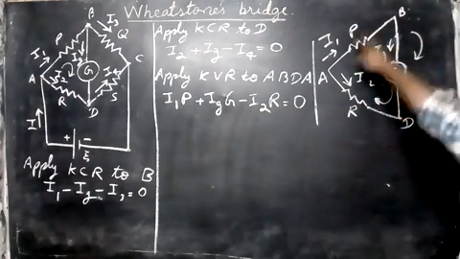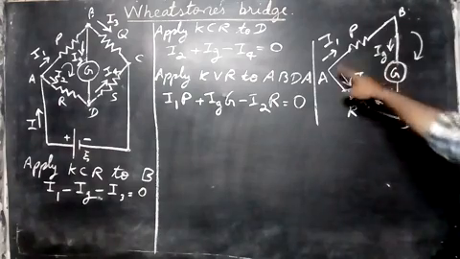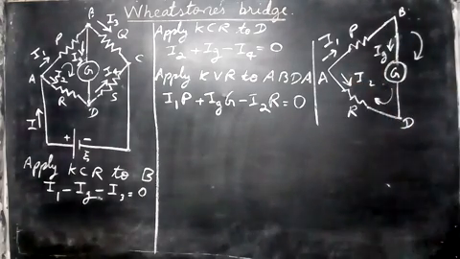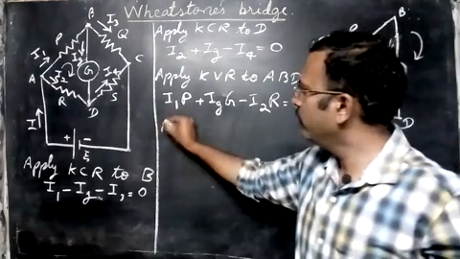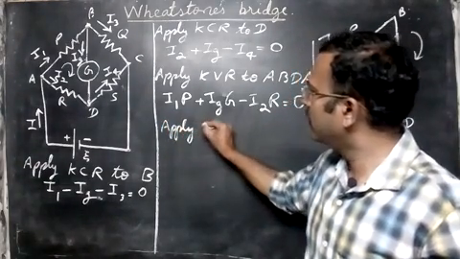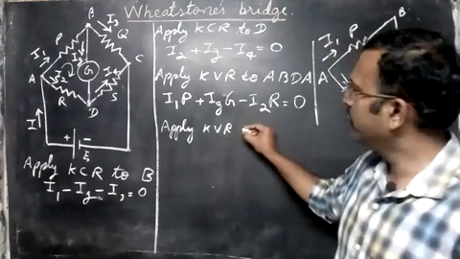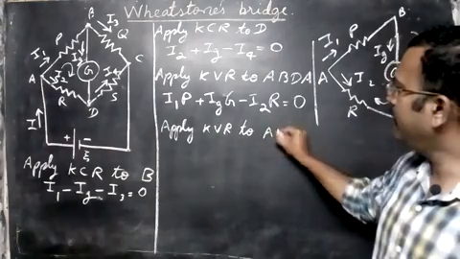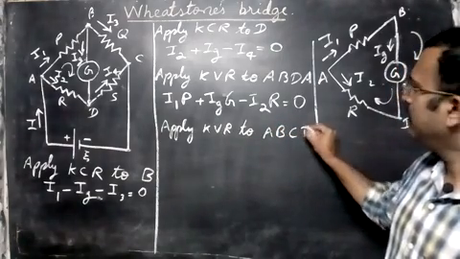Why 0? There is no cell inside the circuit. In this part, ABD, there is no cell still. So that's one thing. Now what we do, you apply Kirchhoff's voltage rule, that is the second rule, to the entire loop here, that's A, B, C, D, A.